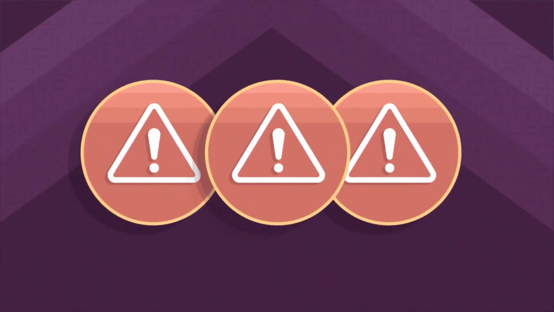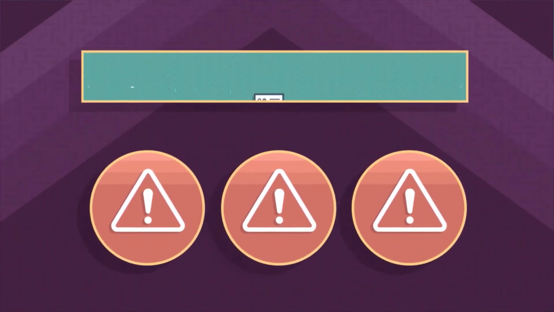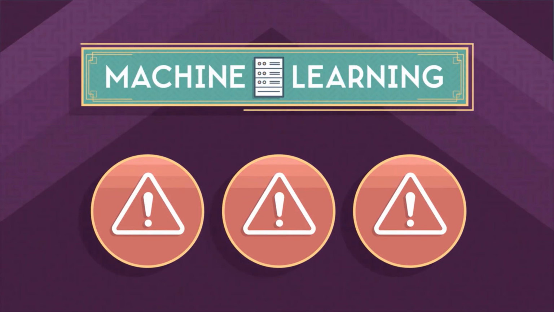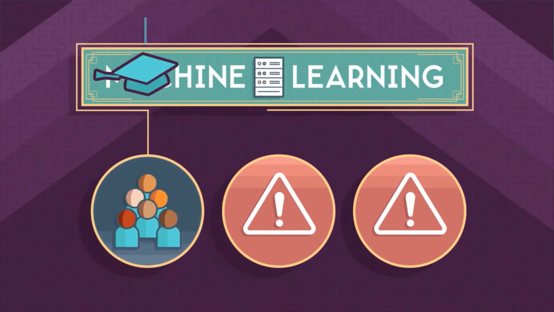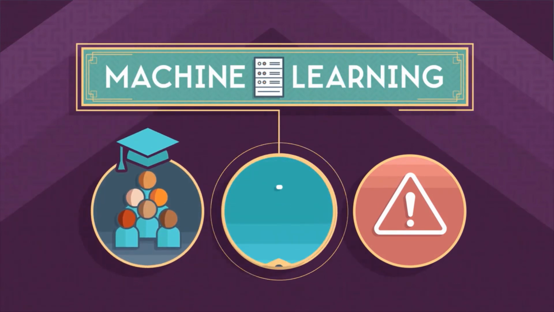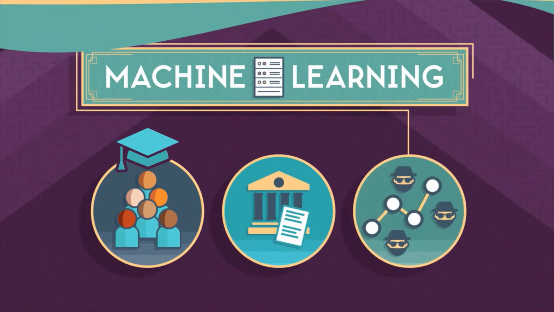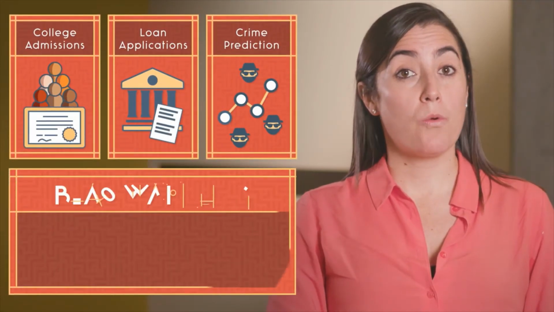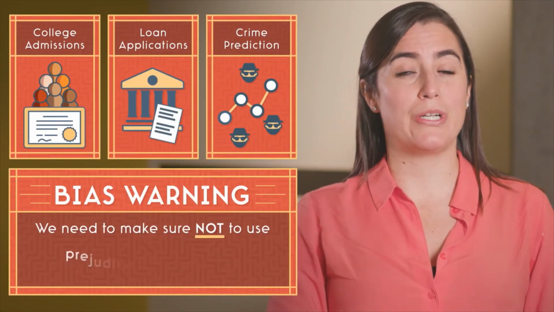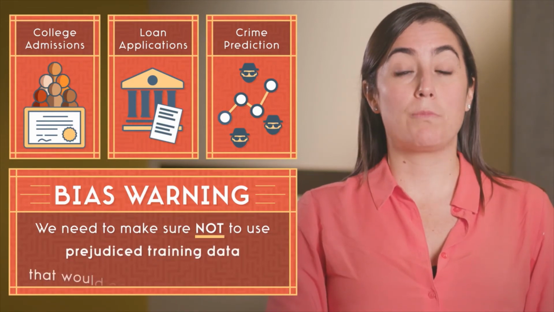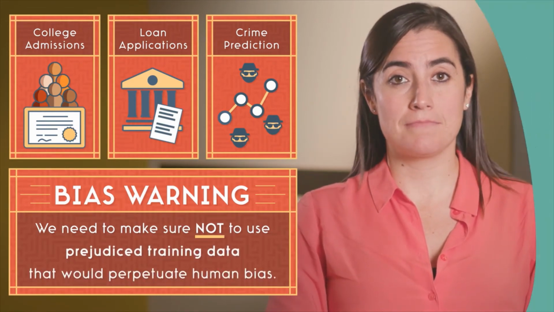But there are also risks. Consider the potential impact when machine learning is used to evaluate candidates for college admission, screen applicants for bank loans, or even predict crime or spot criminals. When using machine learning in these types of applications, we need to make sure not to use prejudiced training data that would perpetuate human bias.